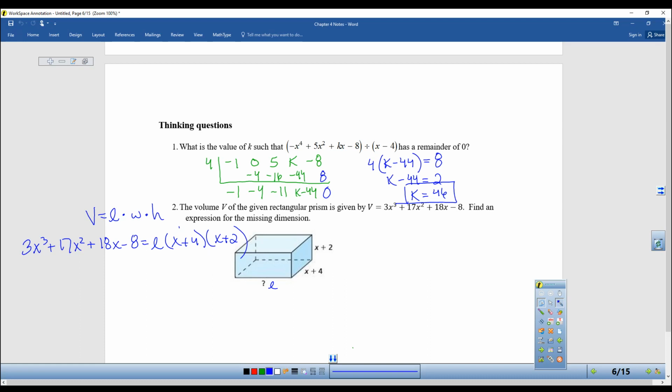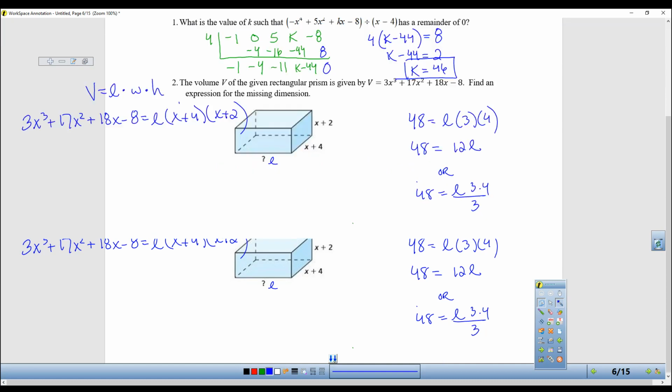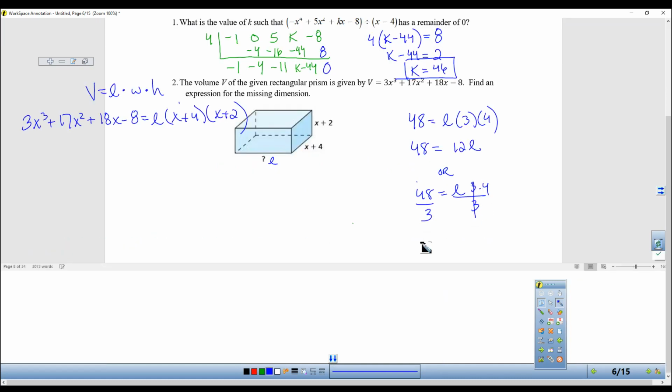So there are 2 ways to do this problem. Think about it if it had been, let's say, 48 is equal to length times 3 times 4. One way would be to multiply the 3 by the 4 first, 12L, and then divide. Or you could divide by the 3 and get 16 is equal to 4L, and then divide by the 4. You could do them one at a time. So both methods are perfectly valid. So I'm going to do it both ways, and we'll see which way makes the most sense to you.